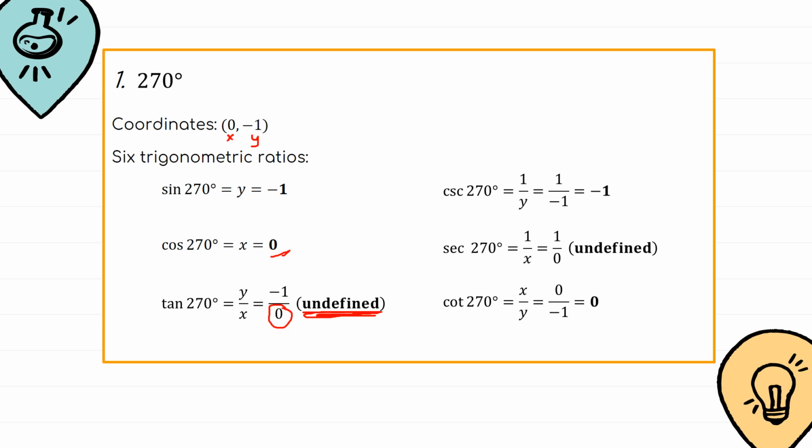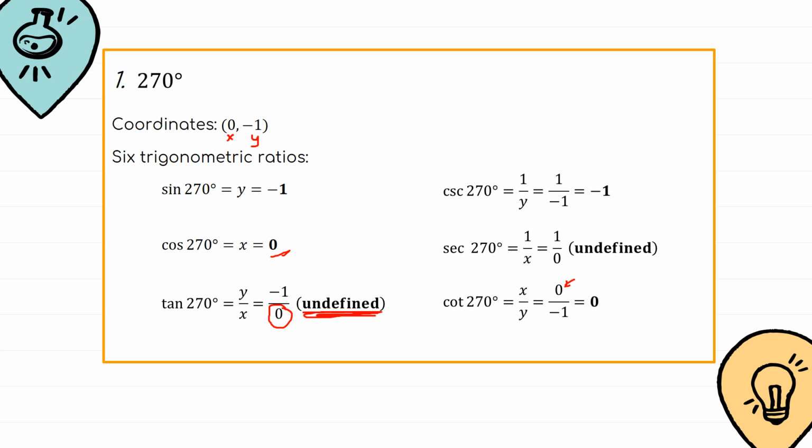Take a look at cotangent 270 degrees, for example. That's x over y. Pag sinubstitute mo, that's 0 over negative 1. In this case, hindi siya undefined. Bakit? Yung 0 mo, nasa numerator. That's 0 divided by negative 1. May sagot tayo dyan, and that is 0.